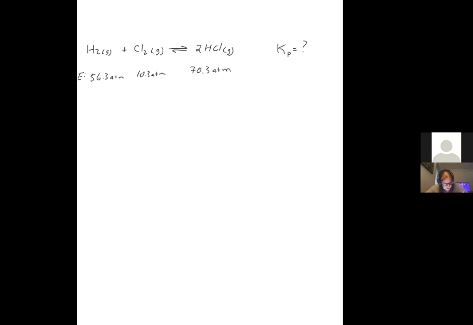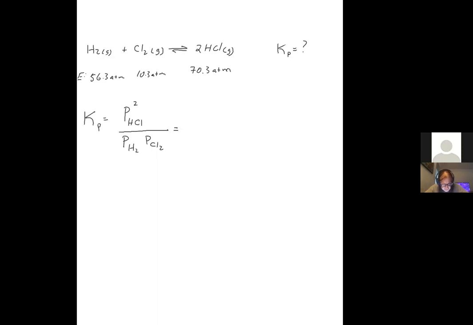Okay, let's write the expression first. Remember, we learned how to do that in the previous video. Kp means we're going to do pressures. So it's going to be the pressure of the products first, HCl squared, over the reactants, the pressure of H2 times the pressure of Cl2. I'm not going to write any symbols for multiplication, but when we see 2 P's in there, that means you're multiplying them together.